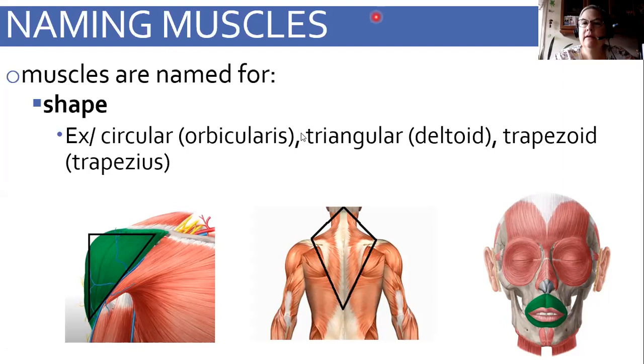Oh, just one second here. We're starting our muscles, Jason. So we're looking at muscles, and I'll post this to Google Classroom a little bit later. So we're doing our muscle system.